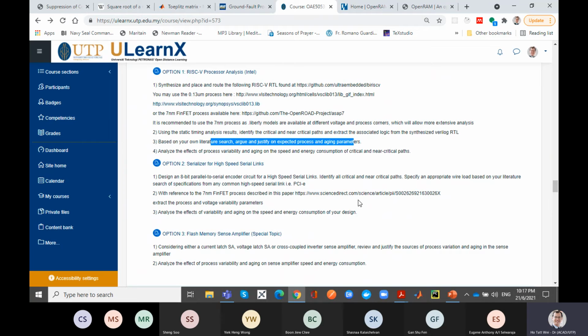So it's open-ended in that sense, because I want to see how you can take your conceptual and theoretical knowledge and apply it to a practical design in front of you. At the end of the day, you are going to be designing chips, and nobody is going to tell you how to make it more robust to process variation. You know all the theory, you've gone through all of it here already.